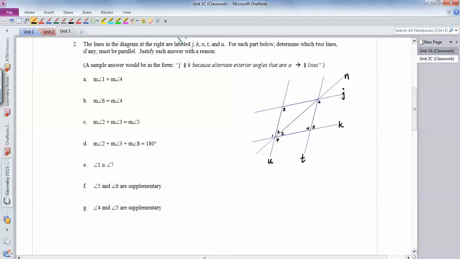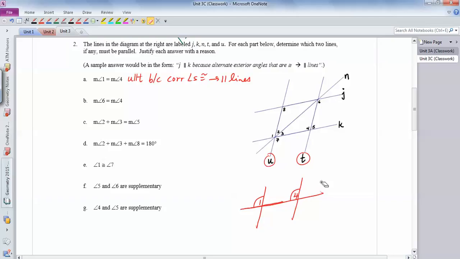So let's take a look at M1 equals M4. If I trace out the lines that form M1, or angle 1, it's this one and this one. And if I trace out the ones that contain angle 4, it's this one again and this one. And here's angle 1 and here's angle 4, and I know they're congruent. The nice thing about doing it on the computer here is I can just scroll that down, and if you look at it, 1 and 4 are corresponding angles. And I know that if I have corresponding angles that are congruent, they give me parallel lines. And in this case, the lines are U and T. So I would write here, U is parallel to T because corresponding angles that are congruent give parallel lines.